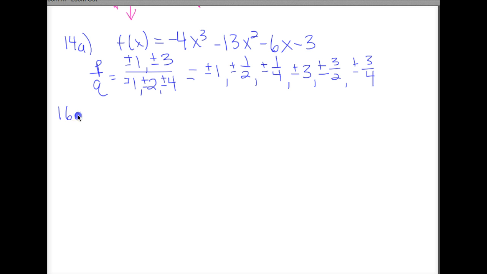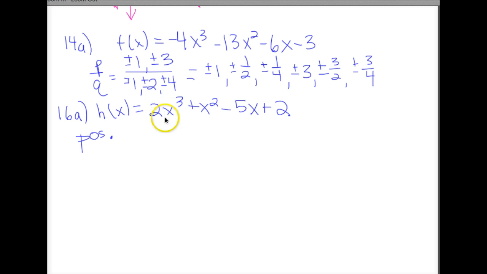16a, remember regular algebra 2, you did not have to do this. This is just for honors. So 2x cubed plus x squared minus 5x plus 2. And you're looking for how many possible positives and negatives. So I count the sign changes for the positives. The first term is positive, so moving here is not a sign change, but this is. So one sign change, and then 2 sign changes. If there are 2 sign changes, that means that there are either 2 or 0 positive real roots.